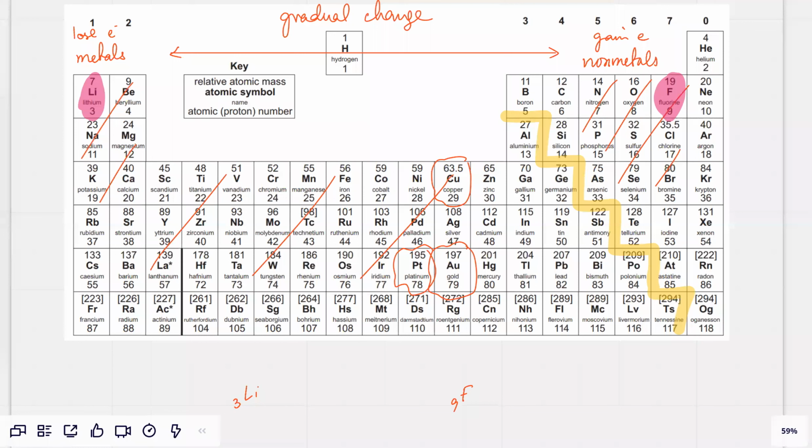Okay. Raid, is this clear? Sidra, Zainab? Yes, sir. So that's the first thing. There's a trend. They like to lose electrons. They like to gain electrons. The middle ones are somewhere in the middle.